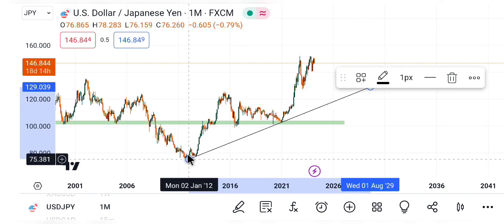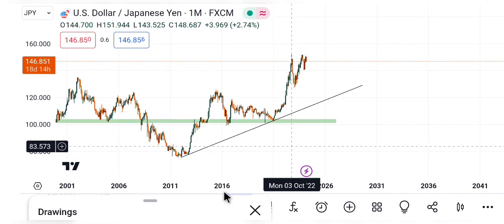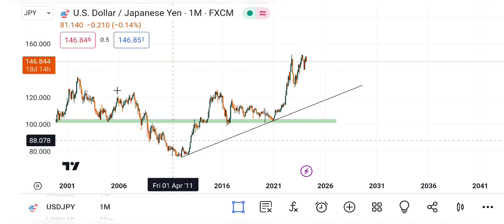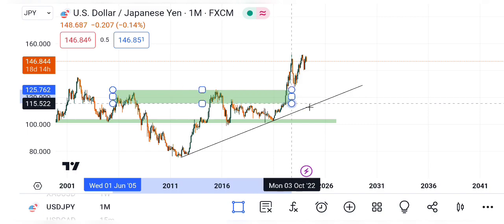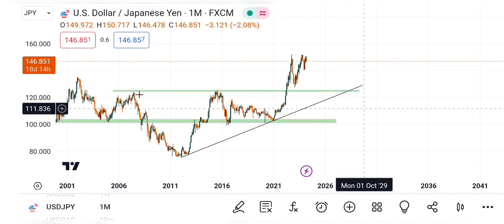Our first touch, second touch, and third touch. This is the monthly touch, so I'm going to be using this. So we're going to be catering for more touches. So we have a very good level here, which I think the market is going to come back to later in the future. It's a very good level.